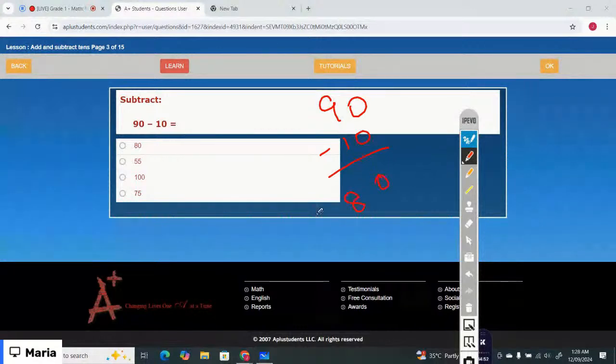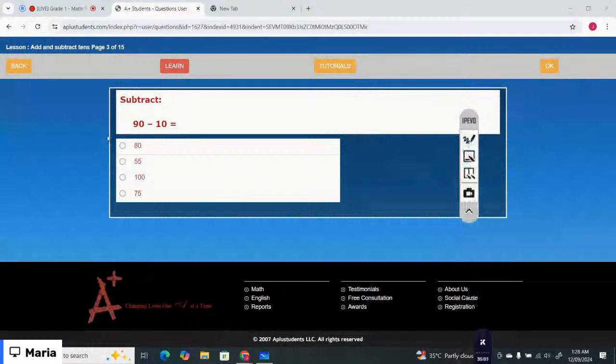Yes, that is 80. Option number 1 is the correct option. That is 80.